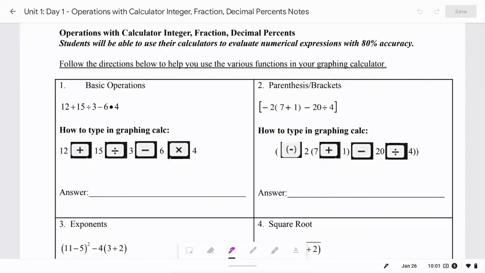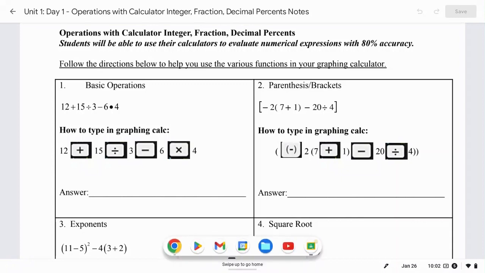So if you could have your graphing calculator out so that you could type in these problems with me, that will help you rather than just watching me do it. Helps if you actually are typing things in as well. So first, we're going to just start with some basic operations and how to type those into the graphing calculator. So go ahead and grab your graphing calculator, and I am going to grab my graphing calculator.